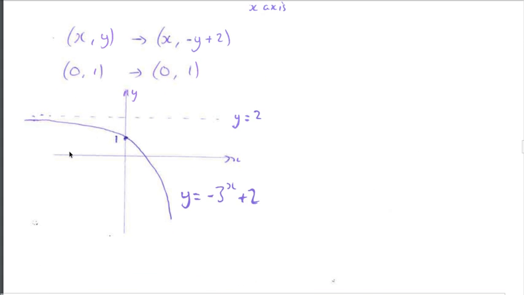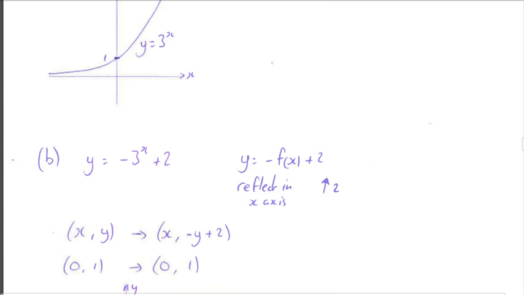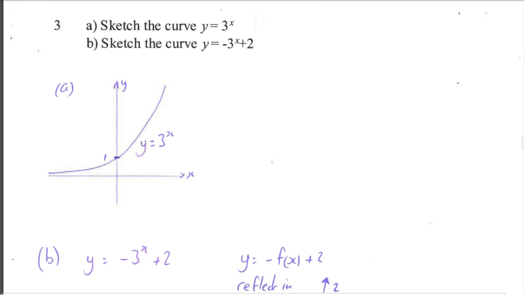So there it is. Remember, this is called an asymptote. This is a straight line that the curve approaches and approaches and approaches, but never actually reaches. So we'll get very, very close to it, but we'll never actually reach it. And that is sketching exponential functions.